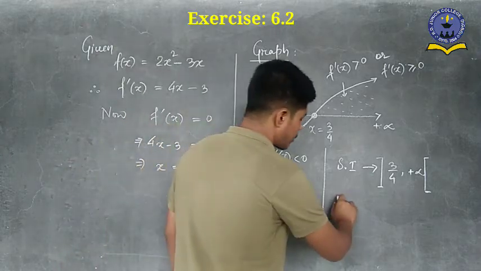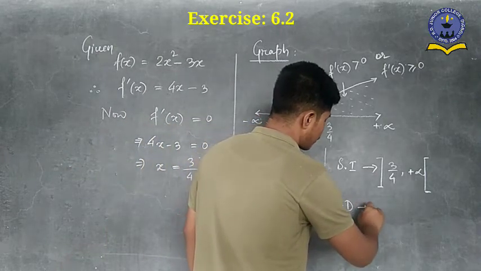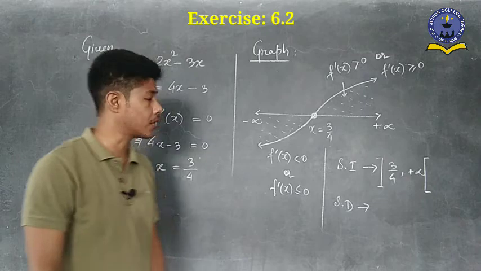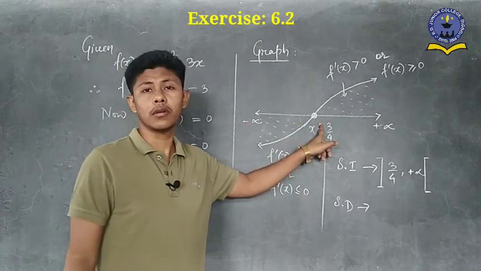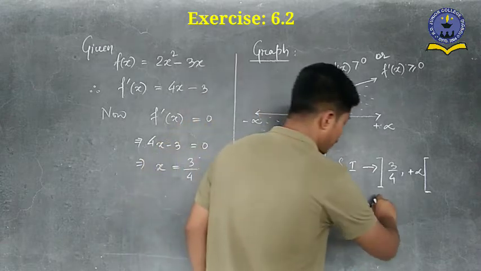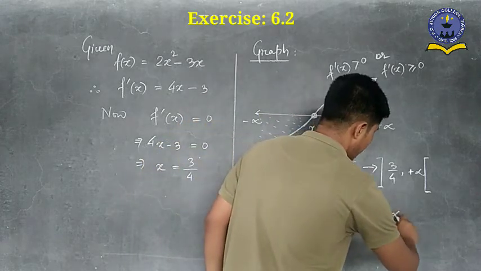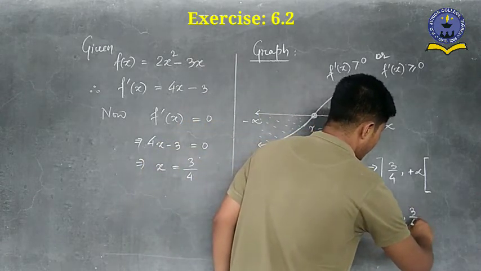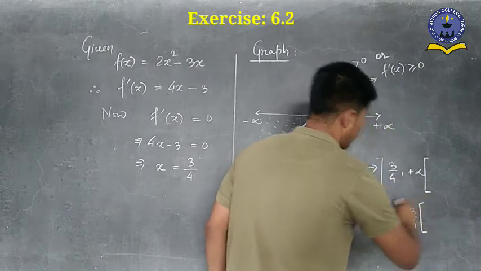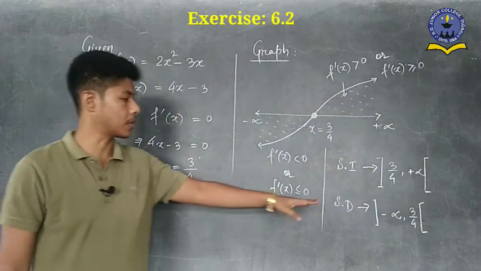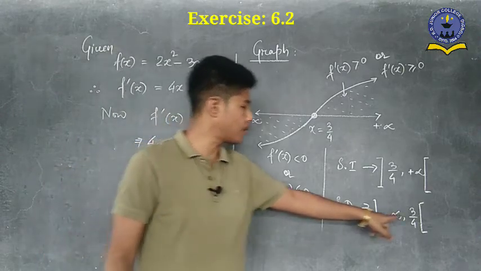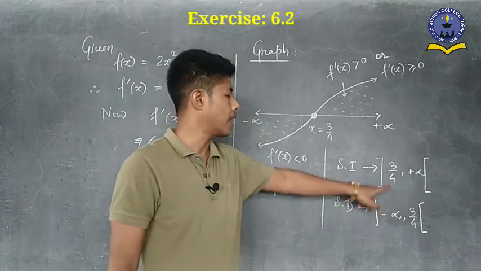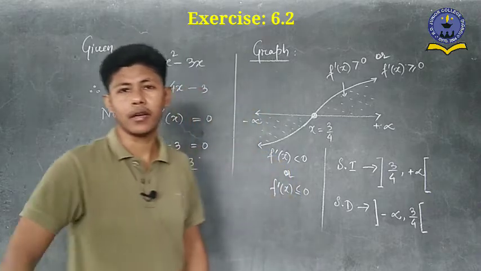And next, the second one mentioned here is strictly decreasing. If you see the strictly decreasing interval here, from where to where? Minus infinity to 3/4. So in this case we have to write minus infinity to 3/4, and this one is again an open interval, because it is mentioned strictly decreasing. If it is not mentioned strictly, then we have to write that 3/4 is included here. Is it clear?